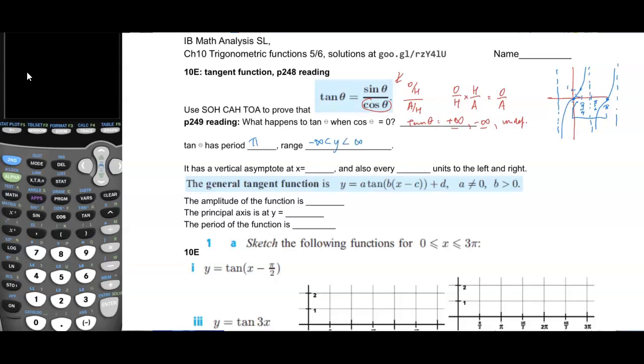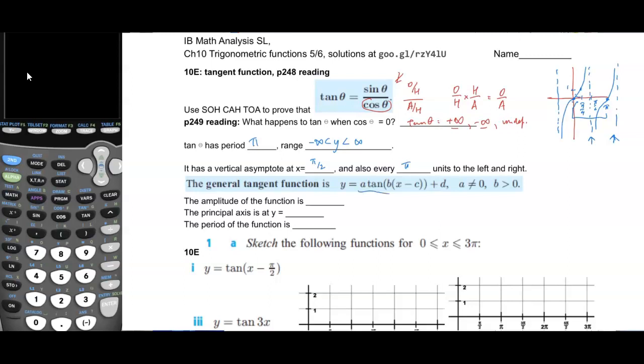Tangent has a vertical asymptote at x equals pi over 2. That's when the tangent is infinity. And also every, how many units to the left and right? It would be the same thing as the period. Every pi units to the left and right, there's another vertical asymptote. So there's a vertical asymptote here at pi over 2, and then this would be pi over 2 plus pi, which would be 3/2 pi.